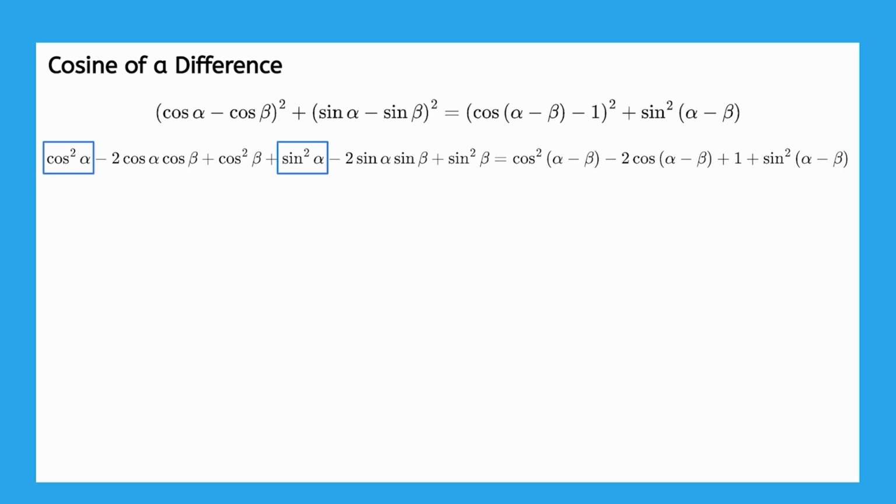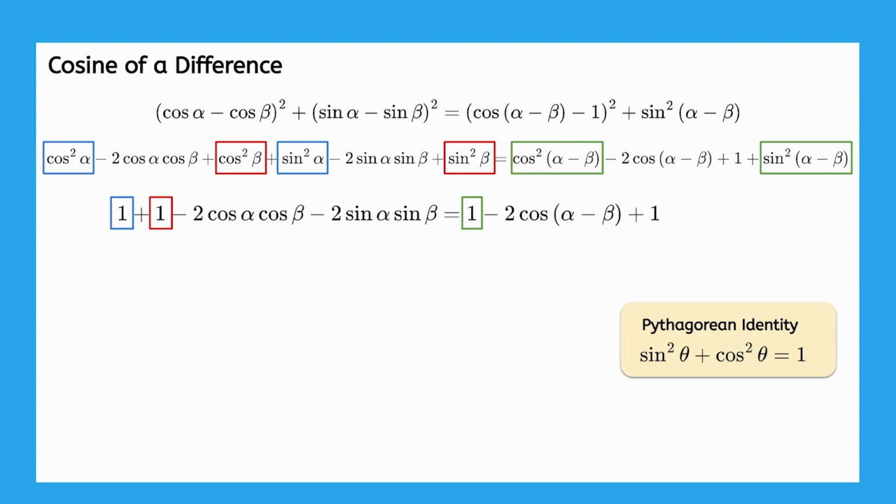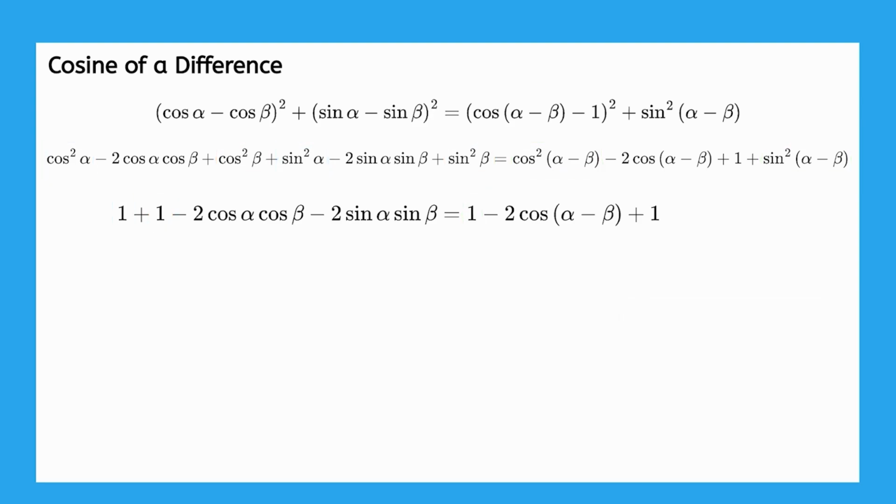This reminds me of Pythagorean identities, particularly the identity sine squared of theta plus cosine squared of theta equals 1. Furthermore, notice how we also have cosine squared and sine squared of beta, and of alpha minus beta. According to the Pythagorean identity, we can replace all these pairs with 1s. What else could we simplify here? We have exactly 2 1s on both sides, which we can cancel out.